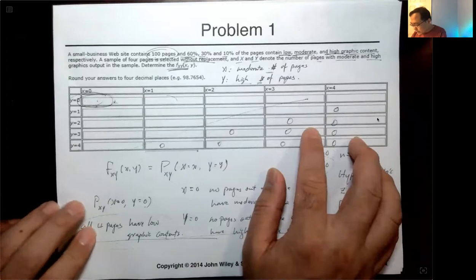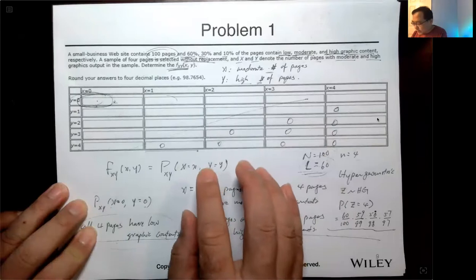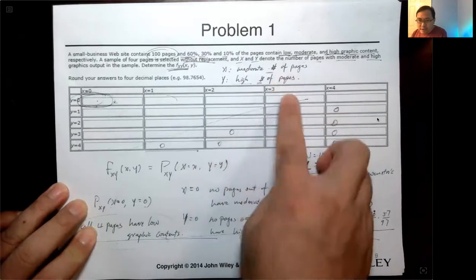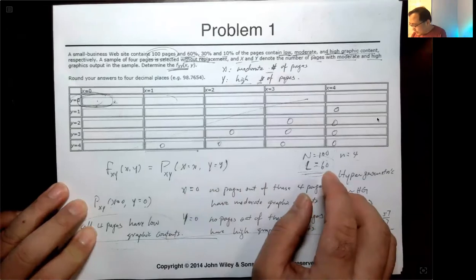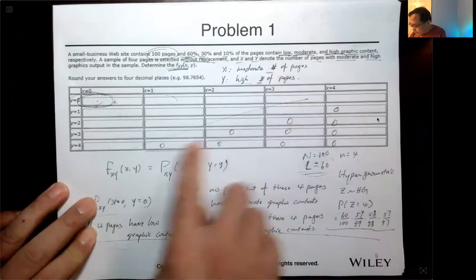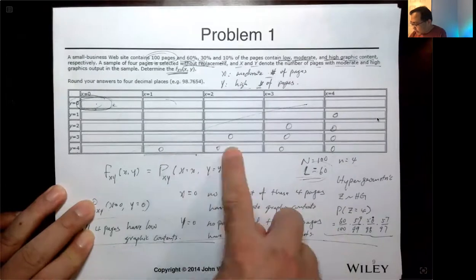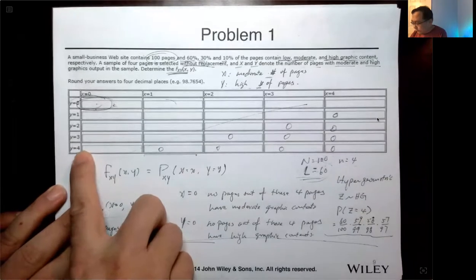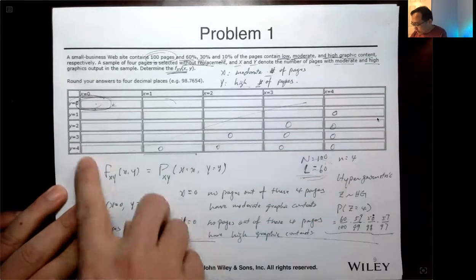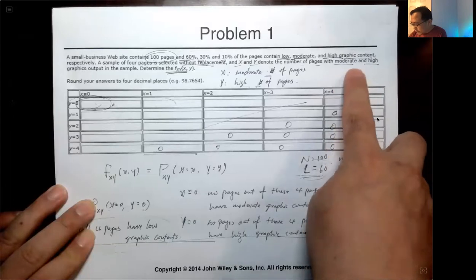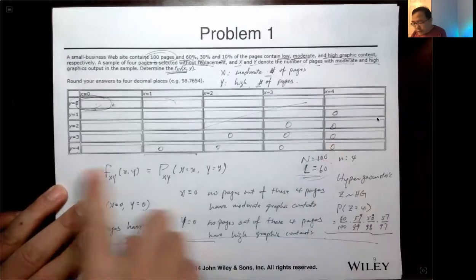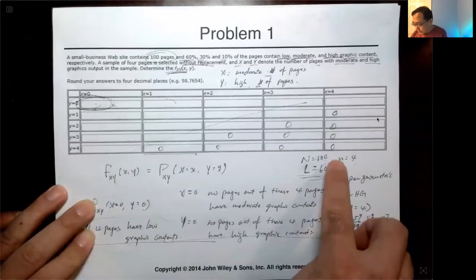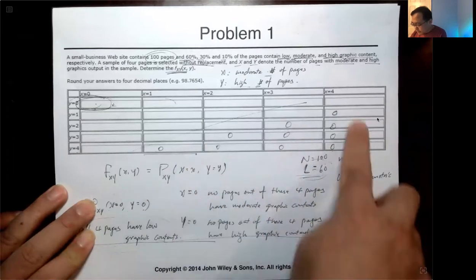They are not totally independent of each other because they come from the same page. That's why over here many cells are 0, because you cannot have 4 pages that all have moderate graphic content and also have high graphic content. That's impossible. So many of those cells are 0.